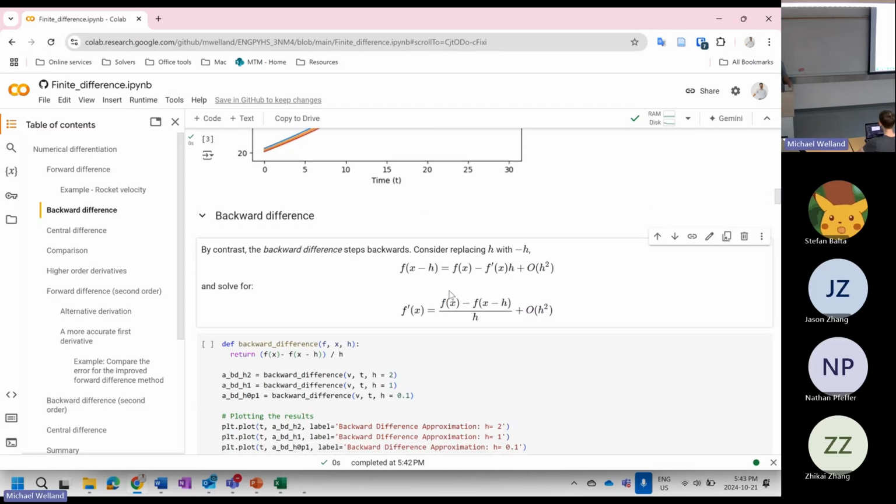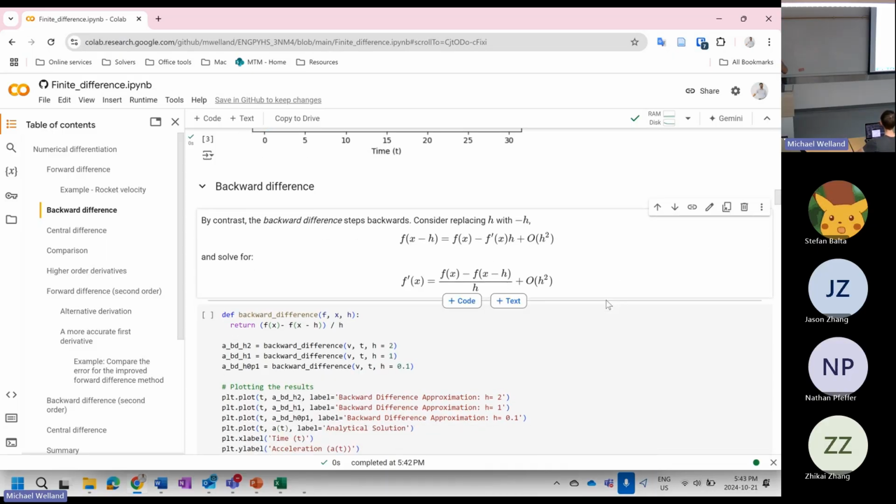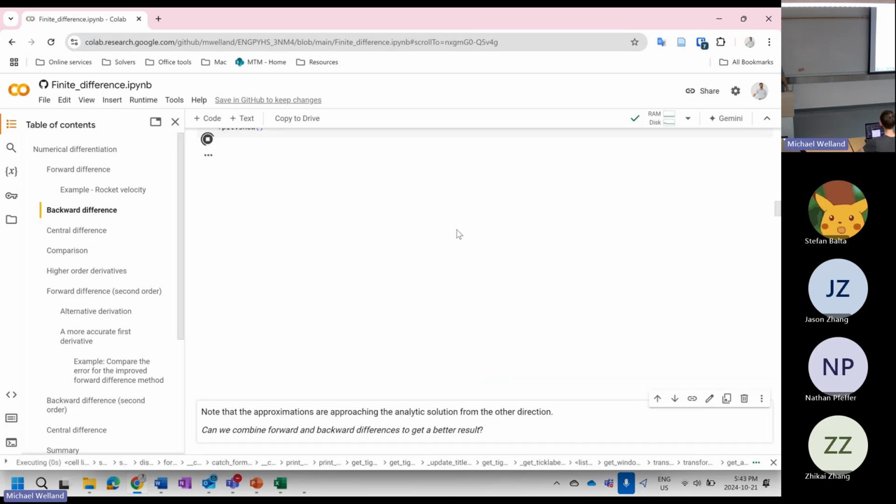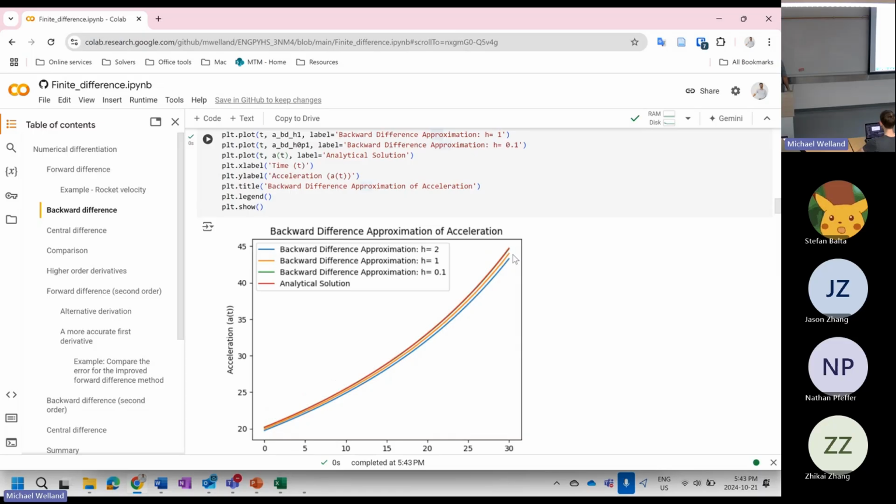By contrast, we could also do backward difference. The idea with backward difference is that you just reverse the direction of h. So instead of stepping forward, you step backwards. You get the same equation because you're ignoring the negative signs in the order notation. Again, you solve for f prime, and now you're stepping backwards. You do that, and now you get almost the exact same behavior, which shouldn't be a surprise because that curve is so gentle. But now you're coming at it from the bottom up.